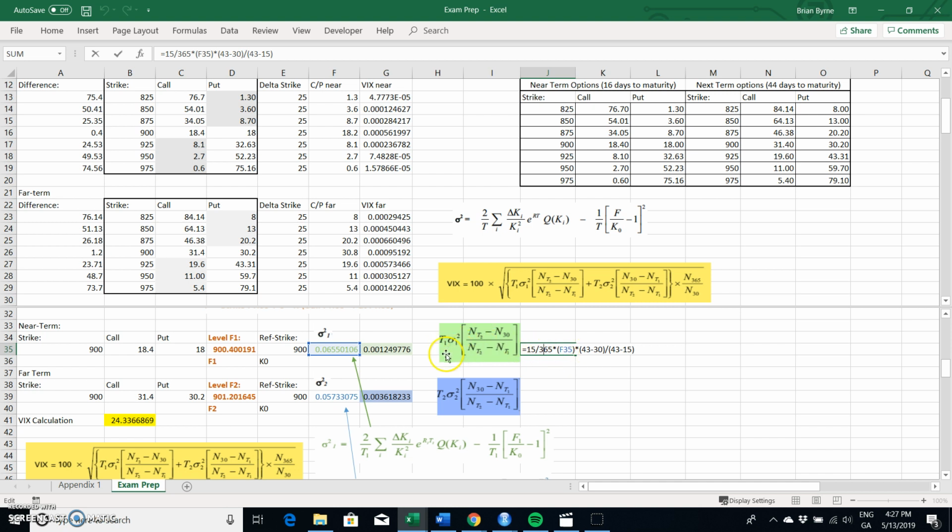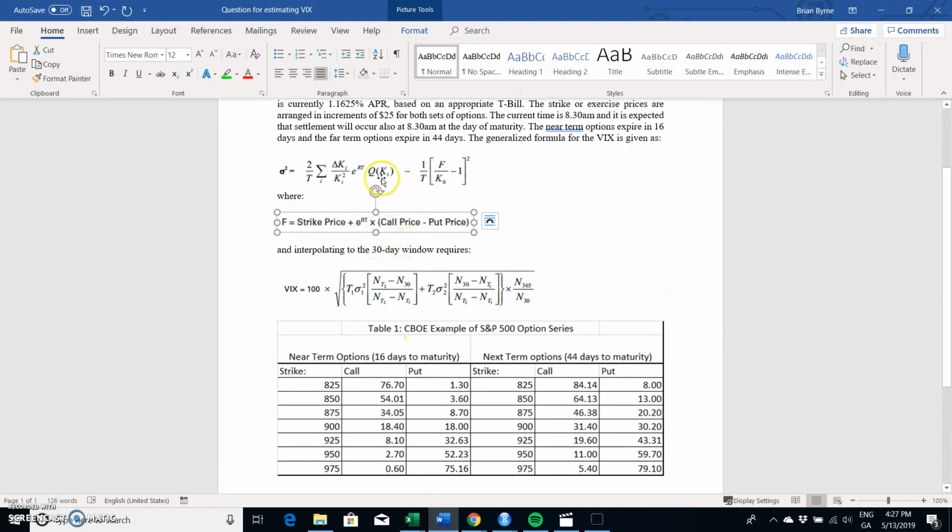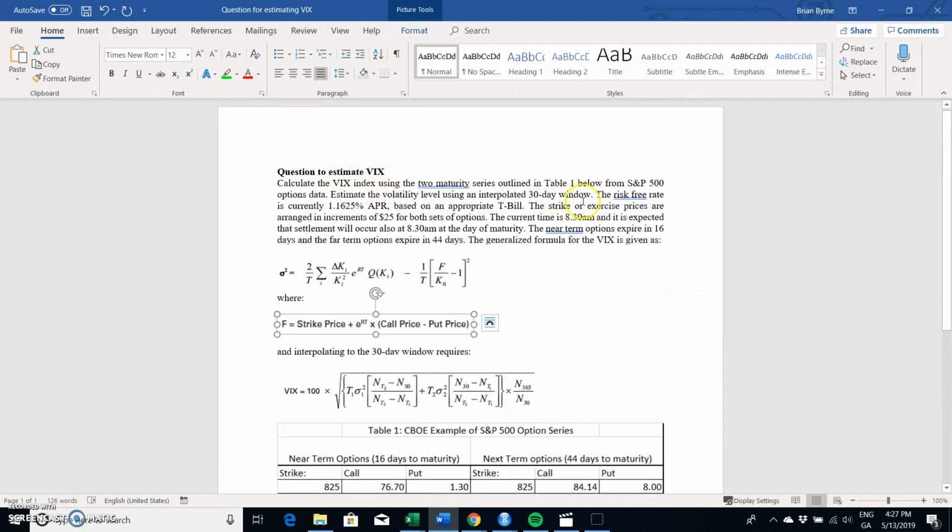F13 is the sigma squared 1, this value we've worked out already, obtained from this. The 43 days is the amount of days remaining until settlement. We had written in the question originally 44 days for the long-term contract and 16 days for the near-term contract. But we take a day off, we remove a day.